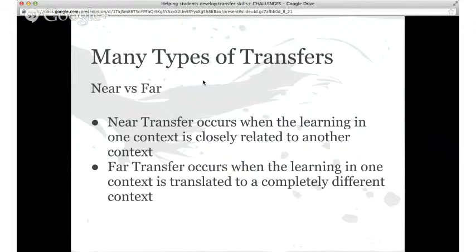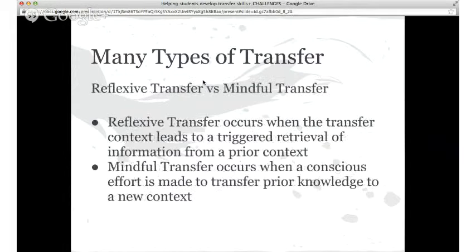Far transfer, on the other hand, requires you transferring your learning into an entirely different context. This is a much more mindful form of transfer, and it requires some conscious effort. This could be a transfer between school subjects or even out of the school context into the world at large. Mindful transfer requires metacognition, requires thinking about why you know what you know. Mindful transfer requires initial guidance and practice for novice learners.